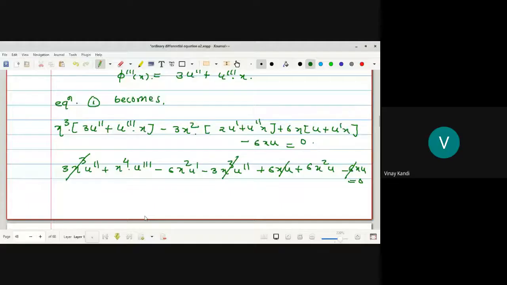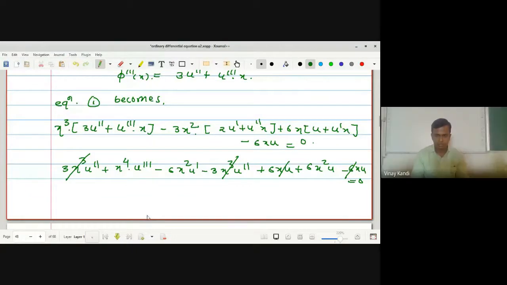Okay, everything gets cancelled, right? Yes, sir. Wait a minute, sir. If u dash does not appear, then this term also gets cancelled. Okay, so here we get x raised to 4 into u triple dash is equal to 0. Since x is greater than 0, it implies u triple dash is equal to 0.